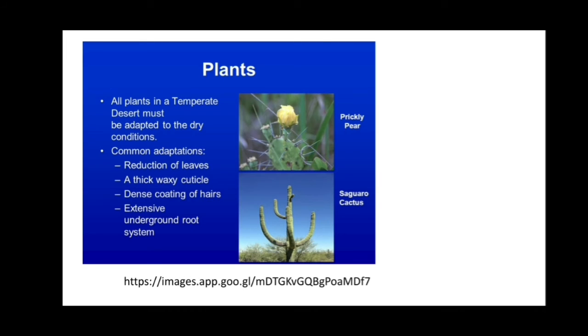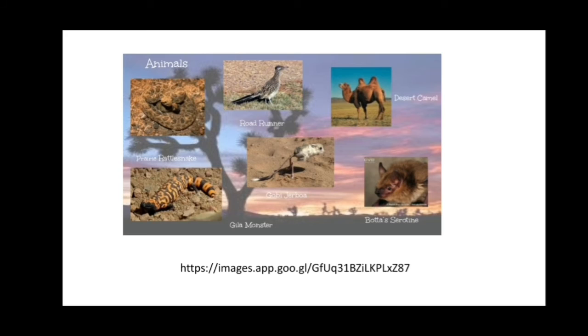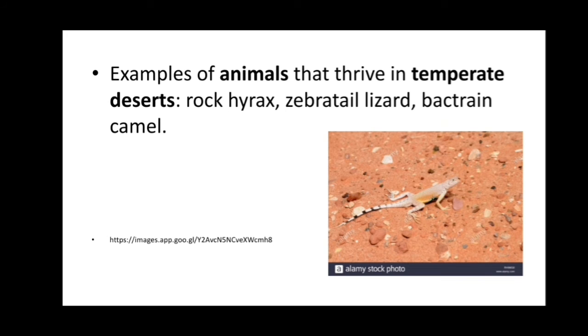All plants in a temperate desert must be adapted to dry conditions. Common adaptations are reduction of leaves, a thick waxy cuticle, a dense coating of hair, and an extensive underground root system. Here, the prickly pear and the cactus are examples of the plants. Again, the animals: you can see in this slide different types of animals.